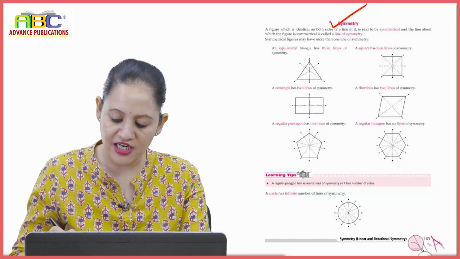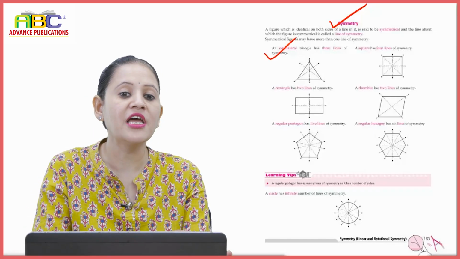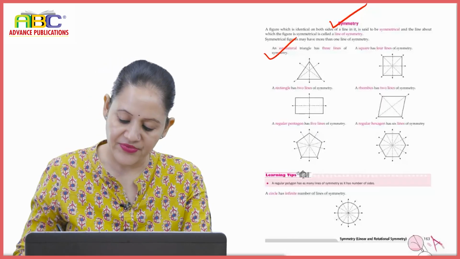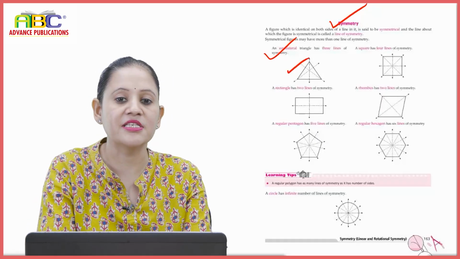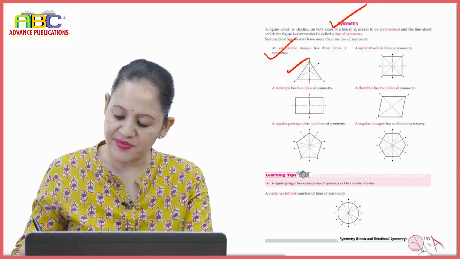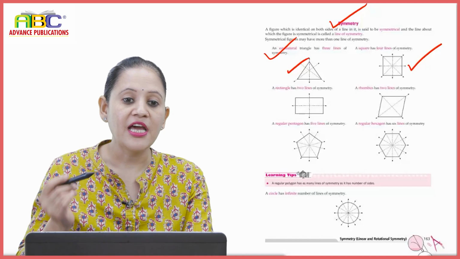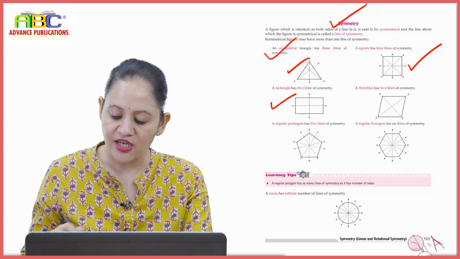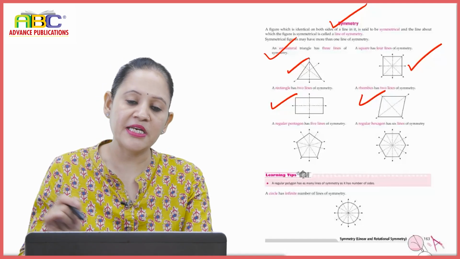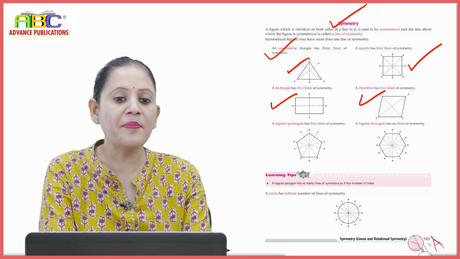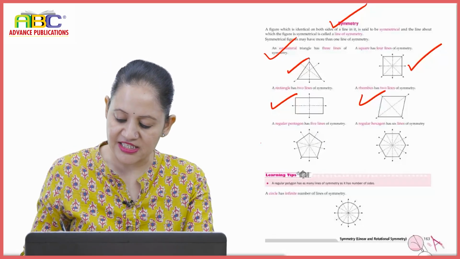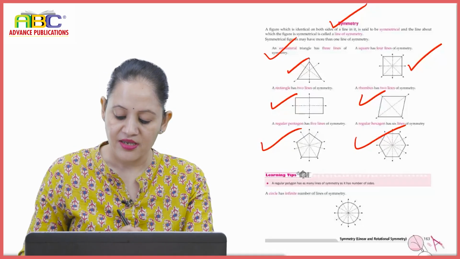An equilateral triangle, अगर equilateral triangle all three sides are equal, that has three lines of symmetry. Here you can see three lines of symmetry. Square has four lines of symmetry because all four sides are equal. Rectangle has two lines of symmetry. Rhombus has two lines of symmetry along the diagonals. Regular pentagon has 5 lines of symmetry. Hexagon has 6 lines of symmetry.